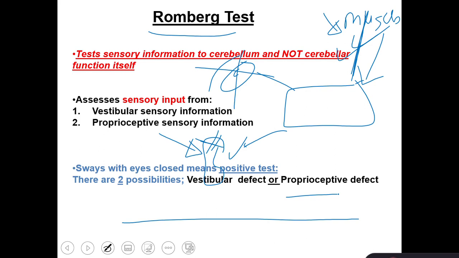Then the issue is in the vestibular apparatus. If he is not able to tell the position of a limb or of his big toe, then the proprioceptive pathway is damaged. And this is the reason for the positive Romberg test.